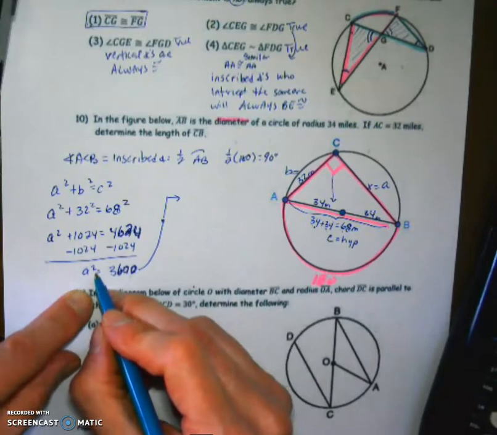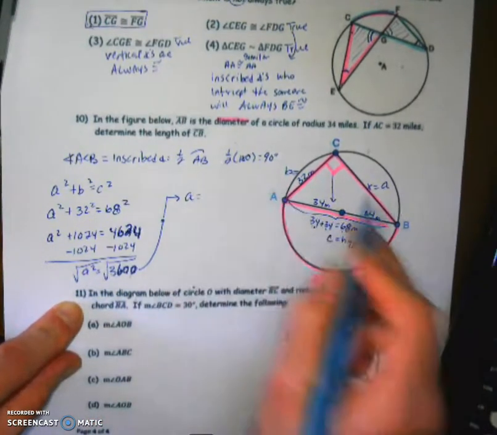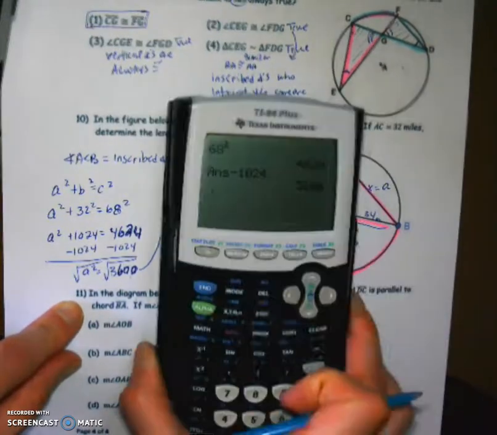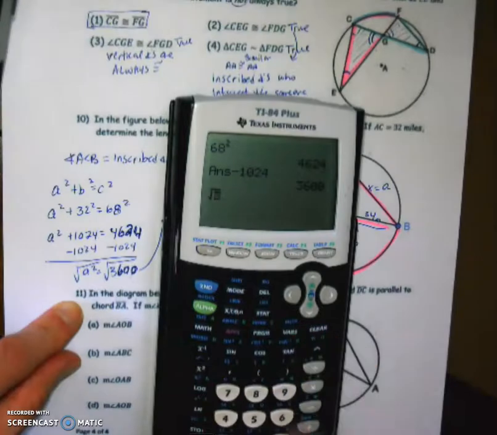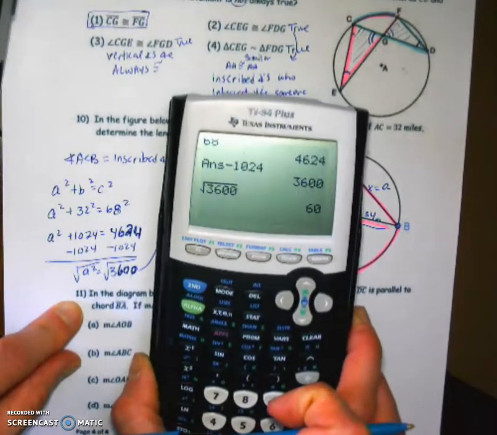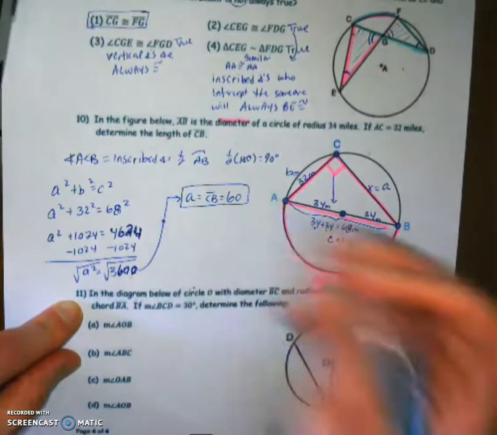Okay, so the opposite of squaring is square rooting. So therefore, A, which I said is CB, the square root of 3,600 is 60. So CB is 60. Let's just go back and review that real fast.